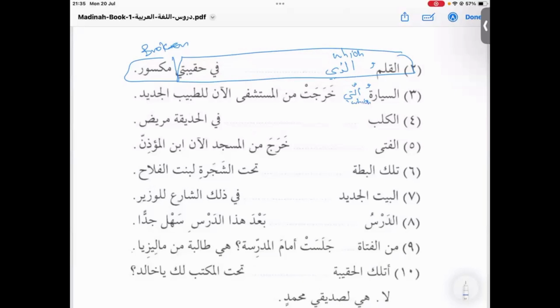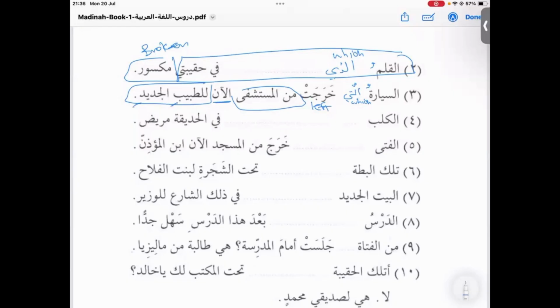The car which خرجت, left. خرجت من المستشفى. It left the hospital. الآن, now. The car that left, that exited from the hospital. من المستشفى, from the hospital. الآن, now. للطبيب الجديد, belongs to the new doctor. Li belongs to الطبيب, gets a kasra. الجديد, it belongs to the new doctor.